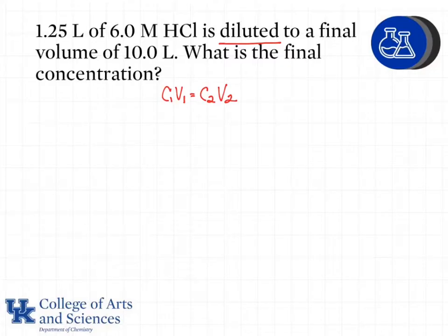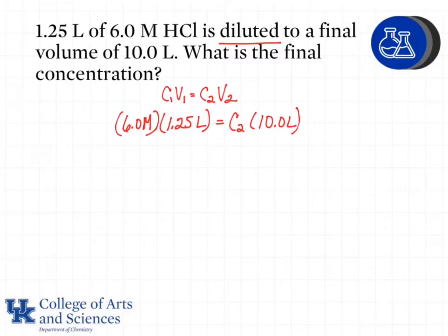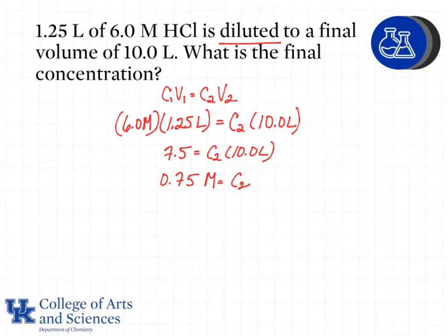We have our equation C1V1 equals C2V2. We know our initial concentration is 6.0 molar. Our initial volume is 1.25 liters. We're trying to find the final concentration, and the final volume is 10 liters. We can multiply 6.0 times 1.25 and get 7.5. Then divide both sides by 10 and get 0.75 molar equals the final concentration. In looking at these answers, we expect to have a lower concentration when we have increased the volume, and we see that 0.75 is definitely less than 6.0.